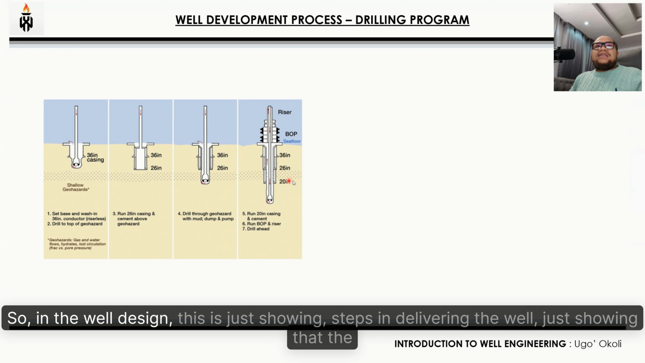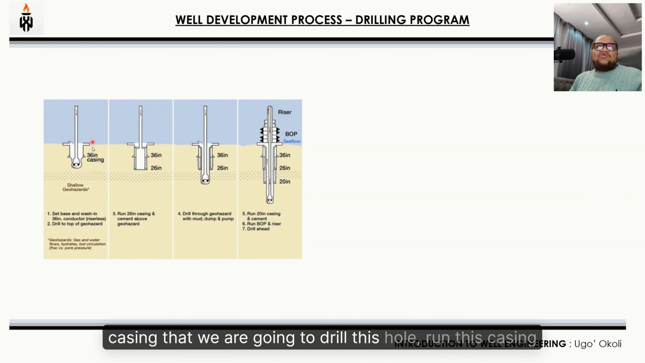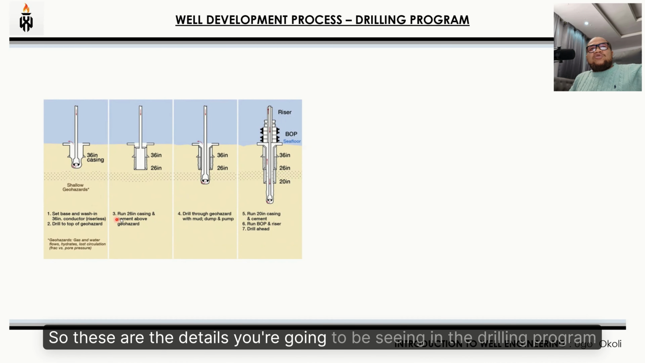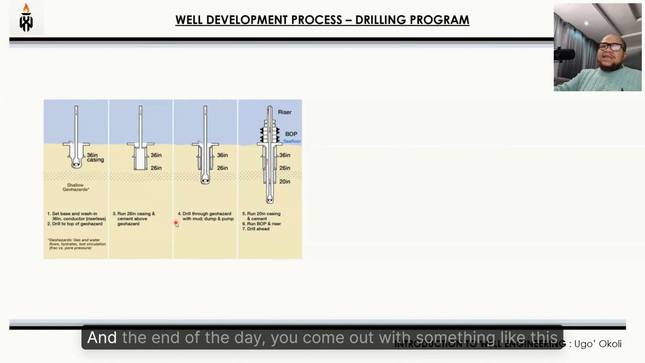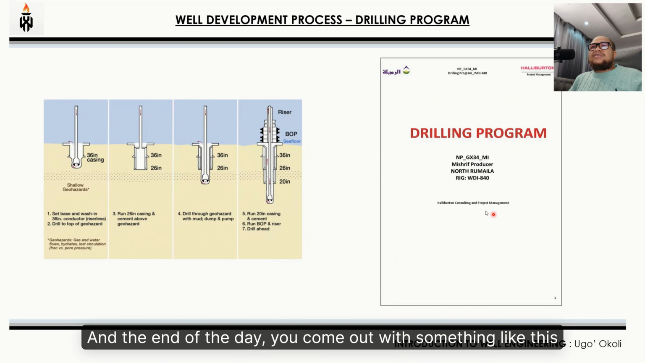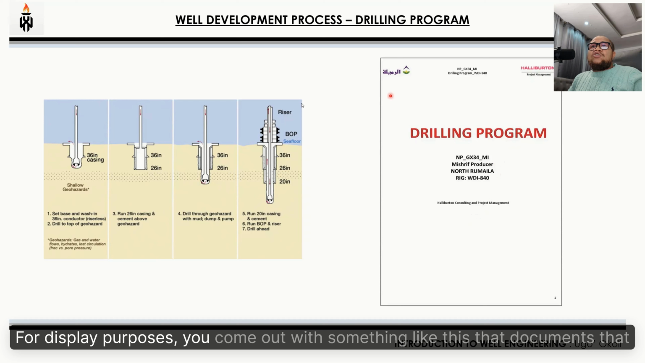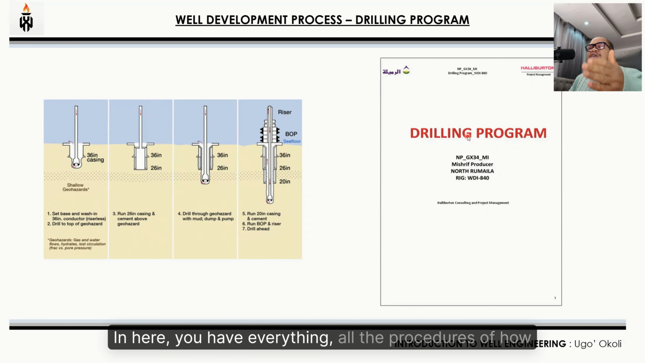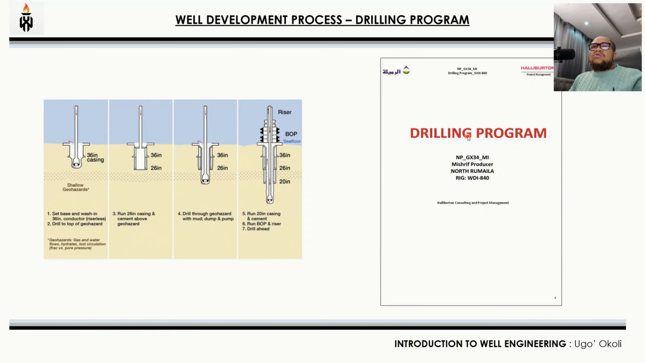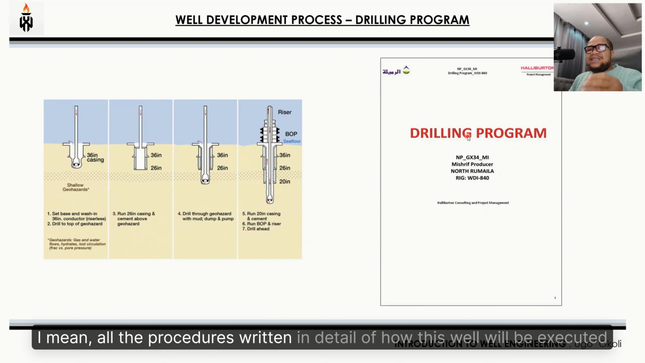So in the well design, this is just showing steps in delivering the well. Here it's just showing that the casing that we're going to drill this hole, run this casing. So these are the details you're going to be seeing in the drilling program. And at the end of the day, you come out with something like this. This is just for display purposes. You come out with something like this that documents everything, all the procedures written in detail of how this well will be executed.